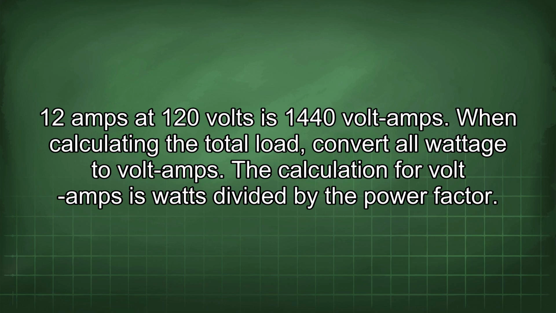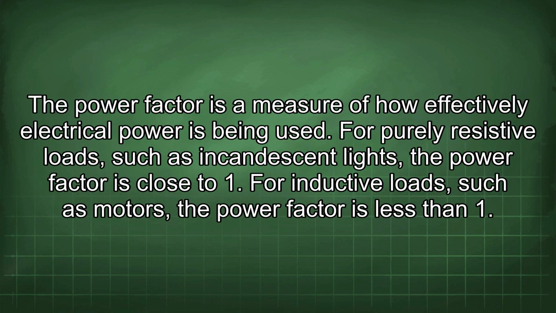When calculating the total load, convert all wattage to volt amps. The calculation for volt amps is watts divided by the power factor. The power factor is a measure of how effectively electrical power is being used. For purely resistive loads, such as incandescent lights, the power factor is close to 1. For inductive loads, such as motors, the power factor is less than 1.